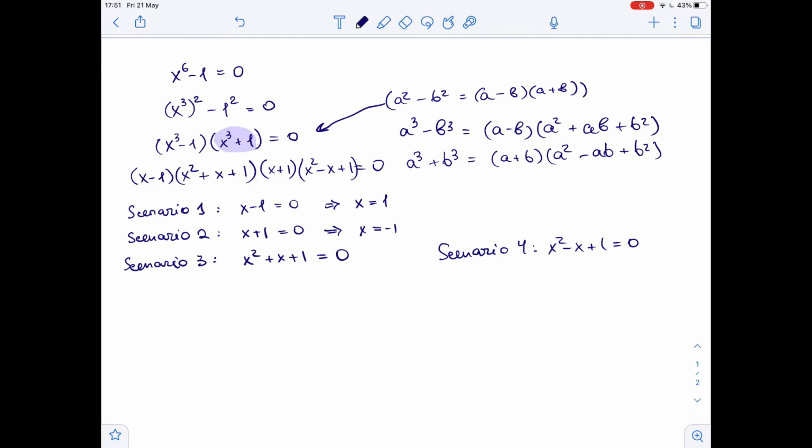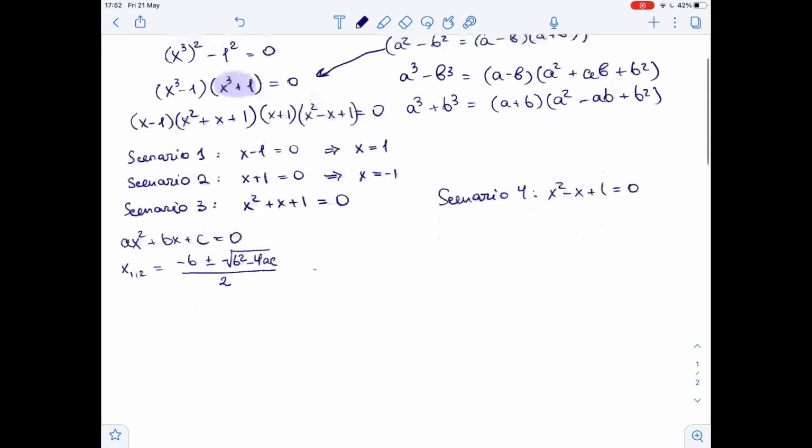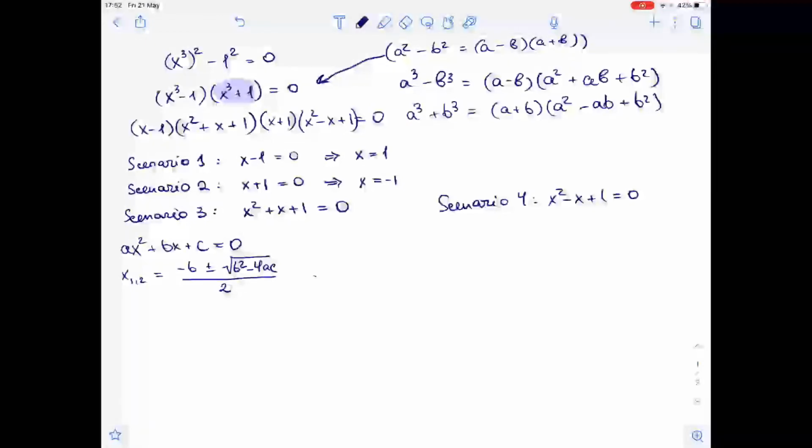Well, to solve our third and fourth scenarios, we need to remember how to solve quadratic equations. So basically, if we have an equation which looks like this, a times x squared plus b times x plus c is equal to 0, then the solutions to this equation would be equal to negative b plus or minus the square root of b squared minus 4ac, and this whole thing is over 2a. Okay, let's use this rule to find the solutions of these equations.